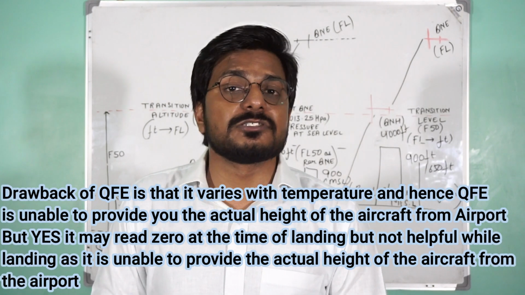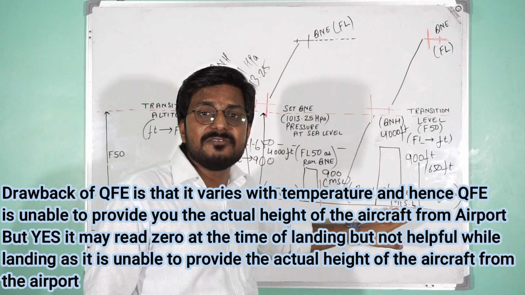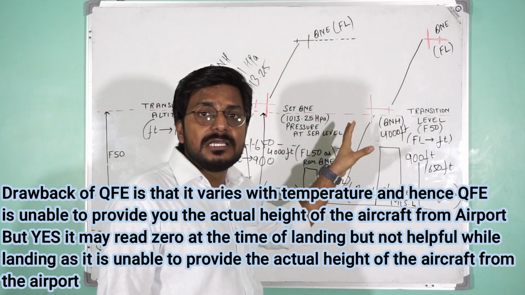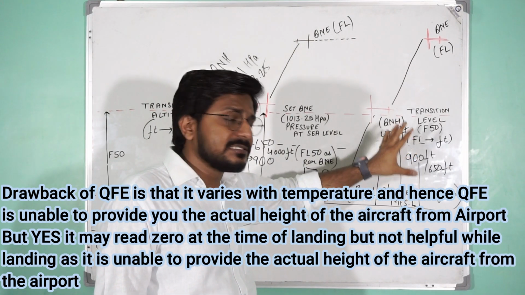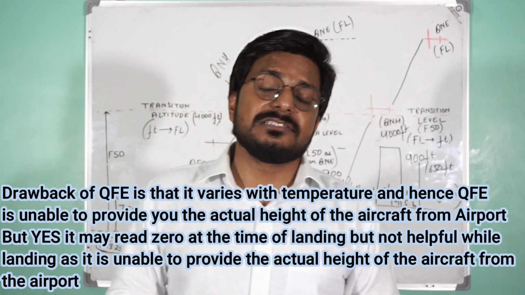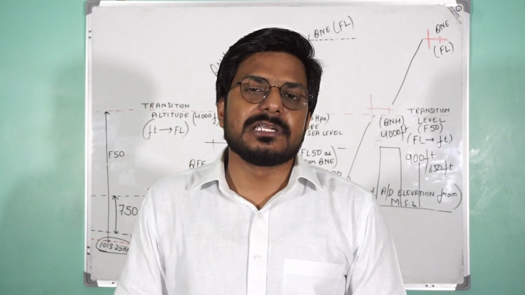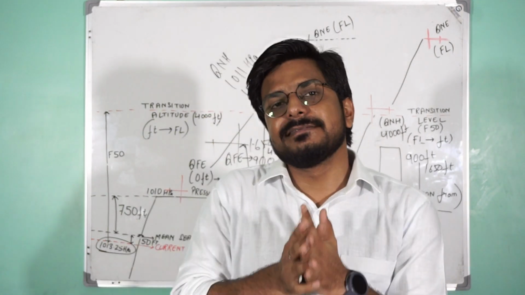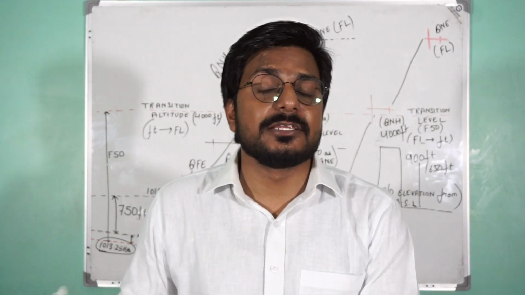We could have taken QFE also. If I say that this terrain is 900 feet from the airport elevation, then after coming down to transition level, if we go back to QFE settings, it should be helpful in that case. But because QFE is actually varying with temperature, we are not taking QFE for landing. Even for takeoff we are not taking QFE, we are taking QNH. So I guess this information is enough to understand QFE, QNE and QNH.